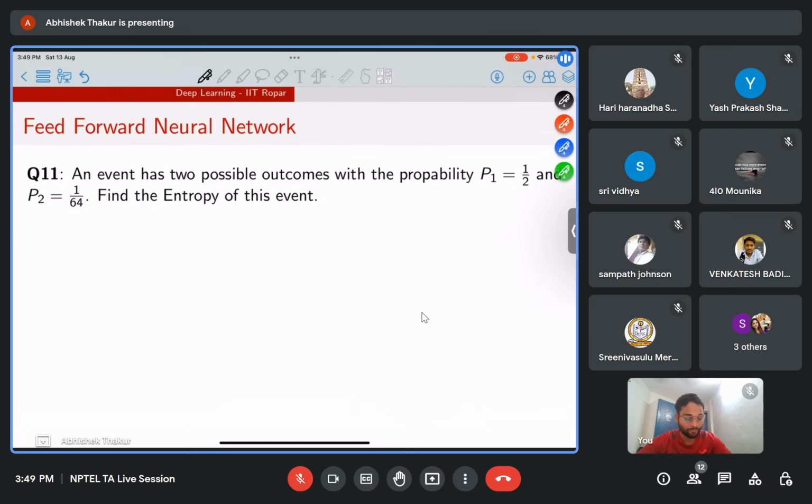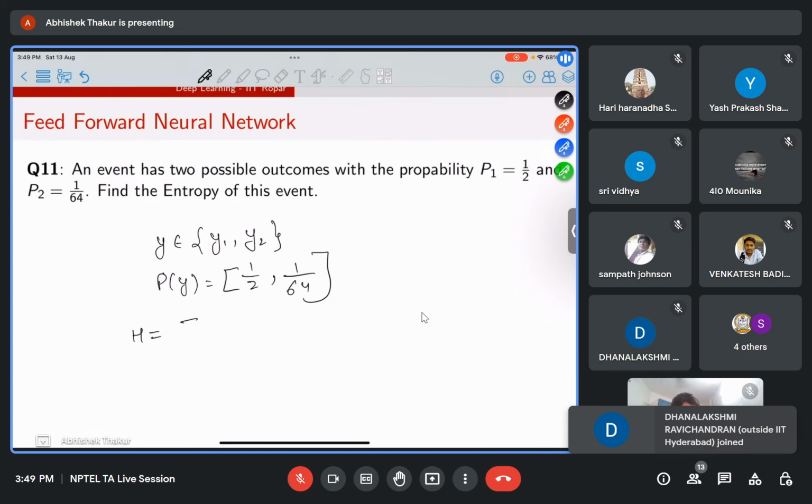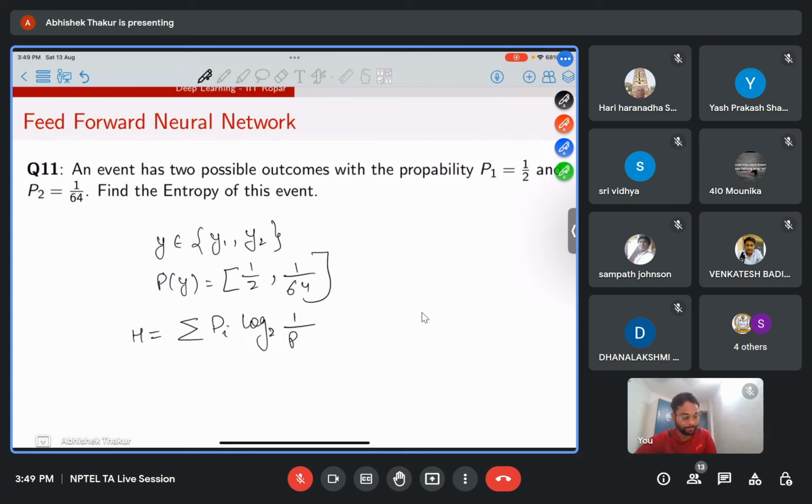This question is based on finding the entropy. There is an event that has two possible outcomes, y1 and y2. The probability of y1 is 1 by 2 and the probability of y2 is 1 by 64. In this question it is asking us to find the entropy. So what is the entropy? H is equal to the summation of pi log 1 by pi.